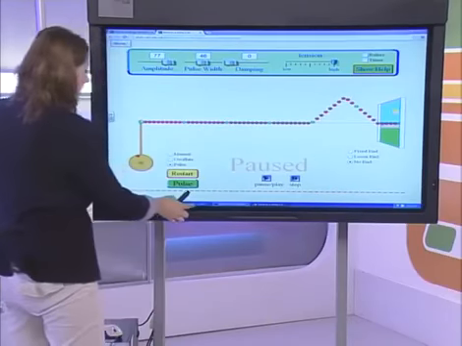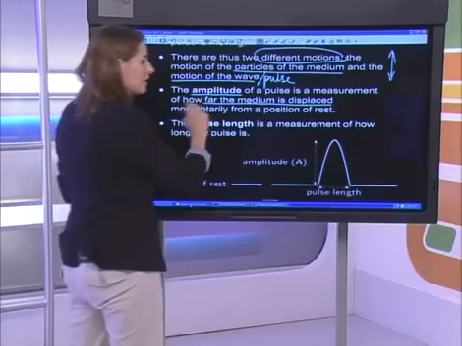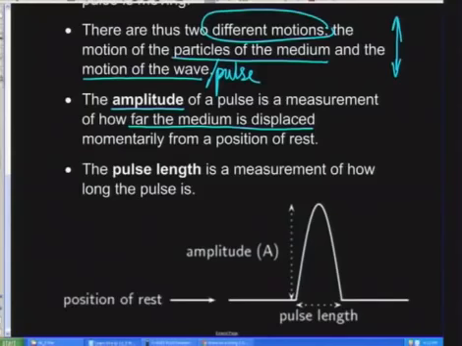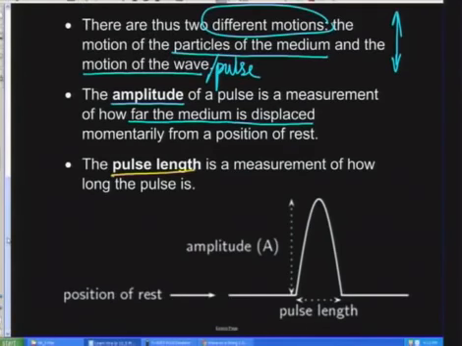So we'll go back to our definition. The amplitude of a pulse is the measurement of how far the medium is displaced or moved away, momentarily away from its position of rest. The pulse length is another nice one. We speak about it as a measurement of how long the pulse is. So how long this disturbance is.